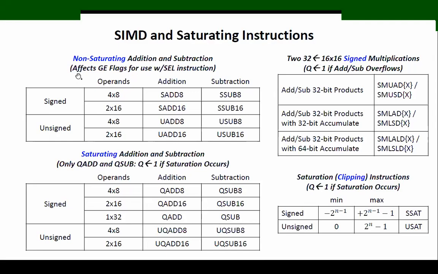Here, in non-saturating addition and subtraction, this affects the G flags for use with or without the select instruction. We will see that. And in this way, we can even use signed multiplication, unsigned multiplication. We will see all this format.